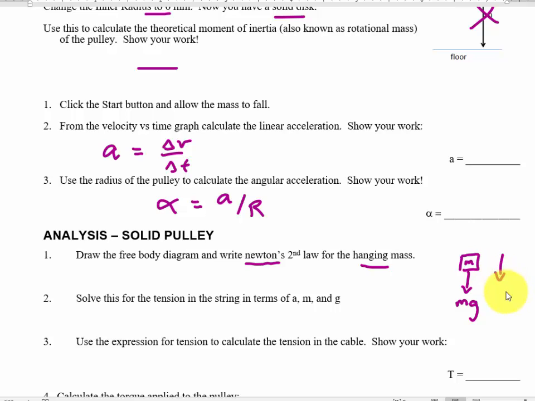This thing is accelerating down. Make sure that you call that negative. And we're going to have the tensional term right there impeding the fall of this mass. What you're going to do is write Newton's second law, and you're going to solve this for tension in the language of acceleration, little mass, and gravity. So there's my tension, there's my acceleration, mass, and gravity. Don't put numbers in just yet. You're going to put the numbers in just right here.